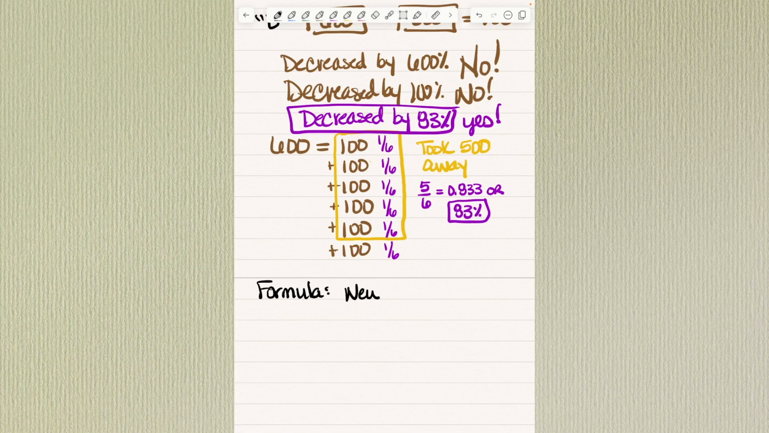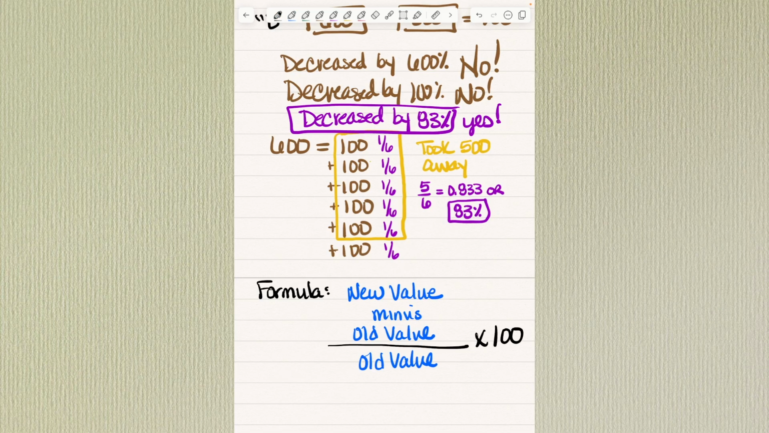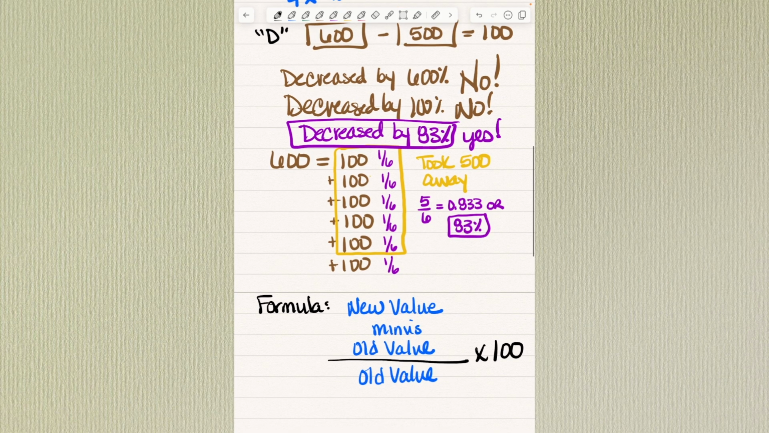So you take your new value. Okay. Minus the old value. Okay. And then you divide everything by the old value. And the last thing you do is multiply by 100. So let me show you the formula on this last one.